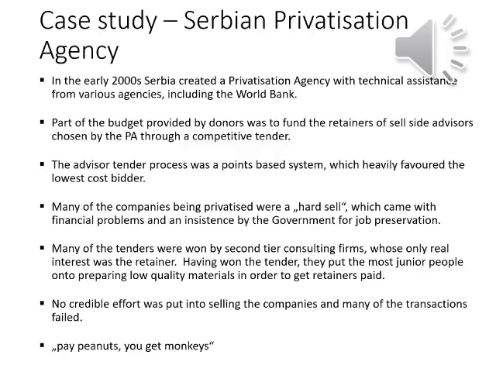second-tier consulting firms whose only real interest was the retainer, and they had no real belief that there would ever be a success fee or a successful transaction. And therefore, having won the tender, they then minimized their costs by putting the most junior people on the job to prepare very low quality materials in order to get their retainers paid according to milestones. And no real credible effort was put into selling the companies, and many of the transactions ended up failing. So the moral of this one is pay peanuts, you get monkeys.